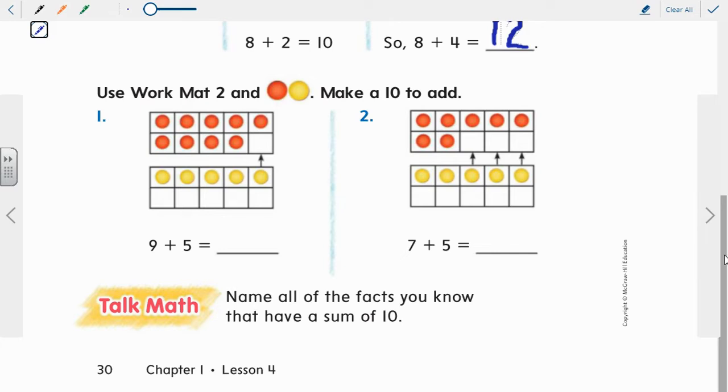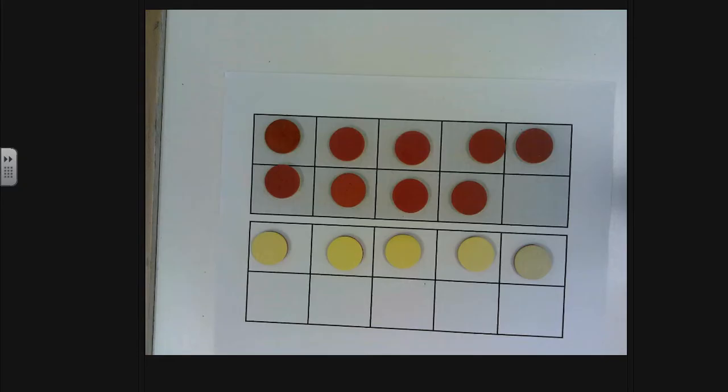If you don't, that's okay. You can follow along, and we'll start to talk about how we can still do these different types of problems even if we don't have a 10 frame. But for right now, like I said, if you can, go ahead and make one, and you can go ahead and follow along with me. If not, I'm going to go ahead and show you on my 10 frame.